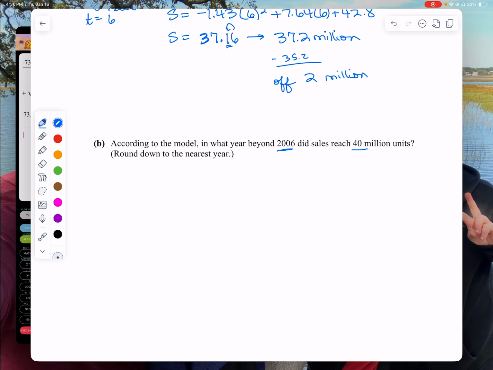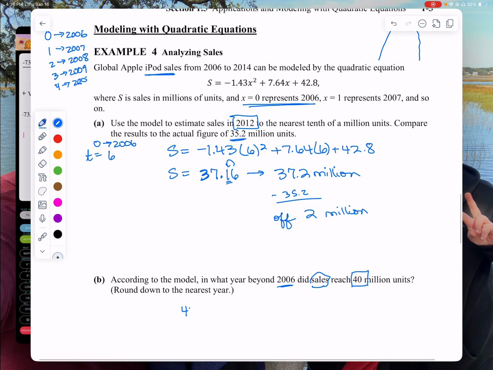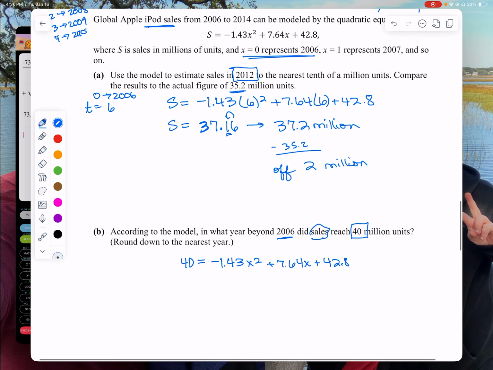So what is this 40 million? Where does it go? Is it our time, or is it our X, or is it our S? They're saying this is the sales, so that's our big S. So we're going to put 40 equals our equation. Now, before we can solve this, we have to set it equal to 0. So I'm going to subtract 40.